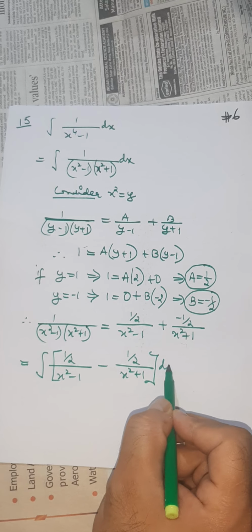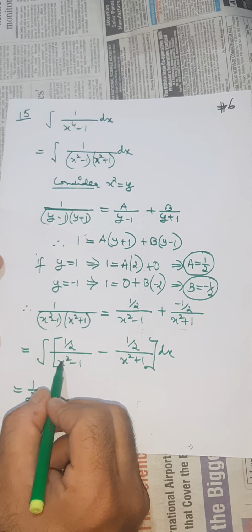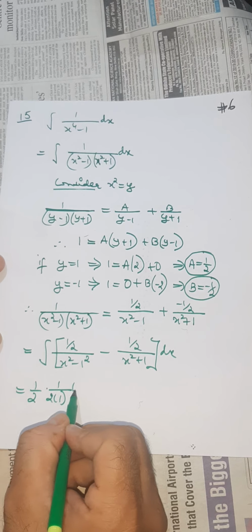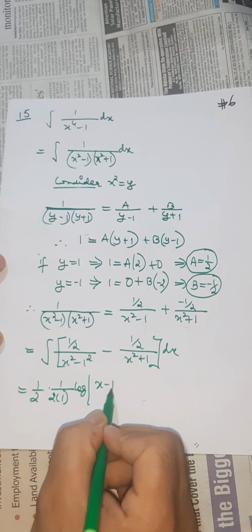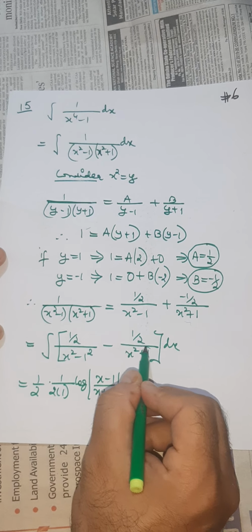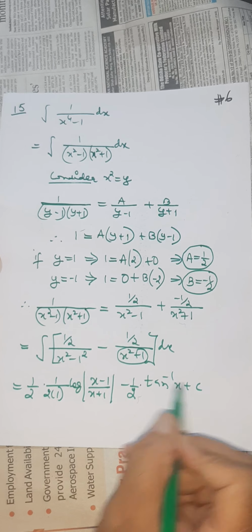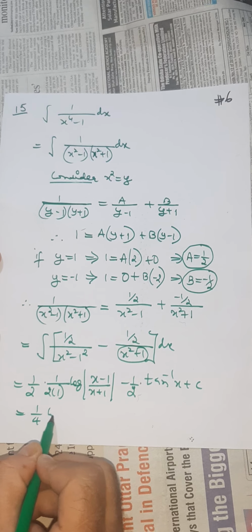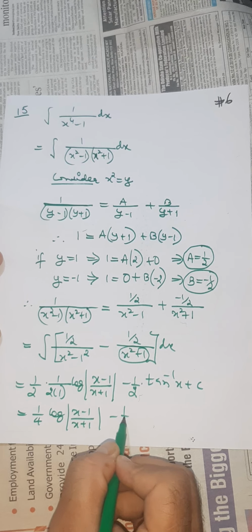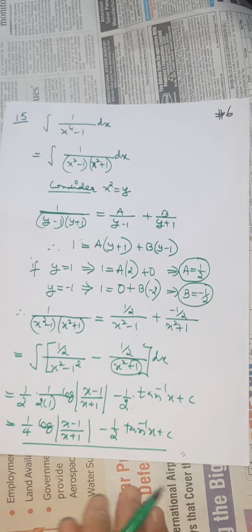Now we can integrate because both are standard forms. 1 upon 2 outside. This is like x square minus a square. If you remember, 1 upon 2a, a is 1, log of mod of x minus 1 upon x plus 1. Minus 1 by 2 outside. This is nothing but 1 upon this, which is tan inverse x plus c. So 1 by 4 log of mod of x minus 1 upon x plus 1 minus half tan inverse x plus c. This is the required integral.